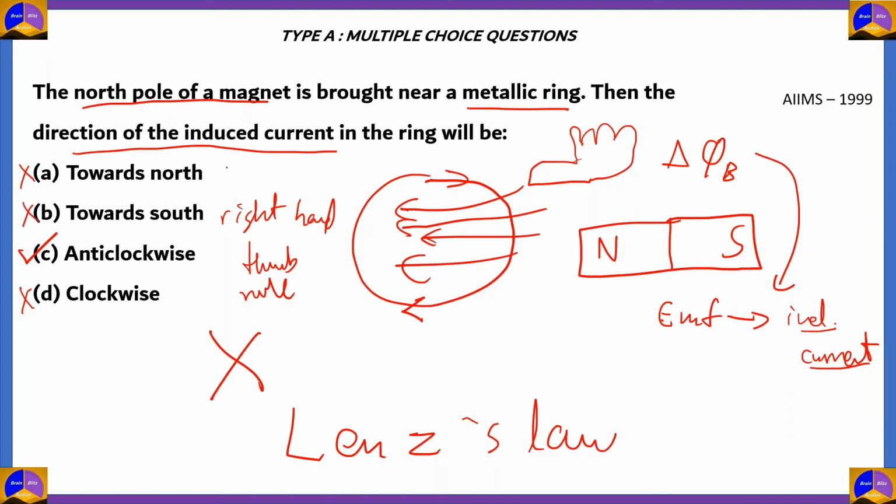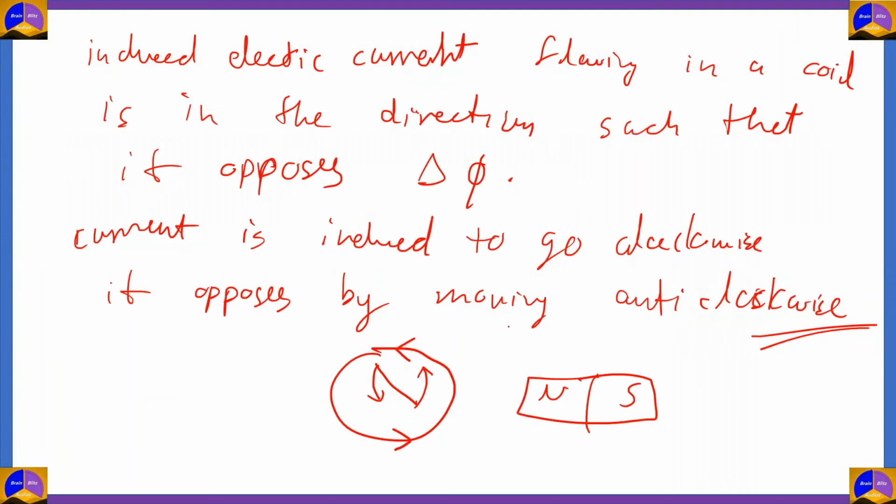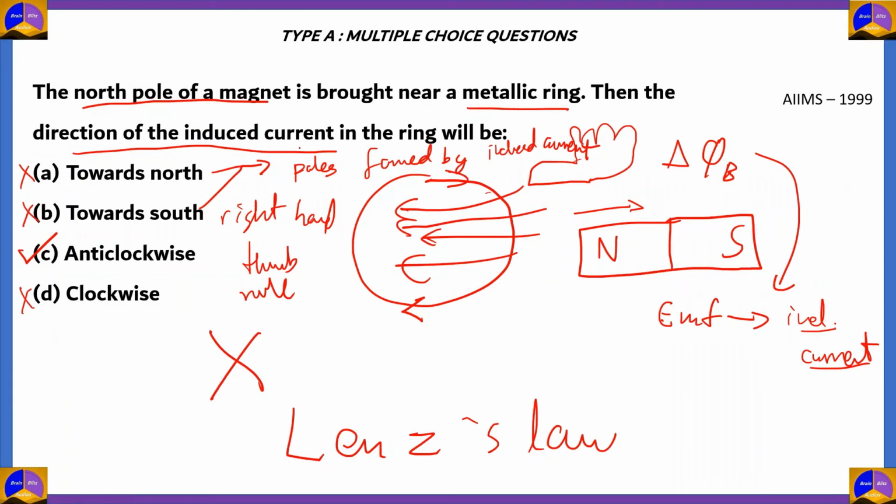Options A and B, toward south and toward north, are incorrect because these represent the pole that is formed by the induced current. So the induced current is trying to resist the change in flux, so therefore it should act as a magnetic pole. So if the north pole is directing in the direction of the coil, then the coil's induced current also forms a north pole in order to oppose the magnetic flux. And when this north pole moves away, then it becomes a south pole in order to respond to the change in magnetic flux. And that's why option C, anti-clockwise, is the right answer, because here we're asked to find the direction of the induced current, not the polarity of the coil.